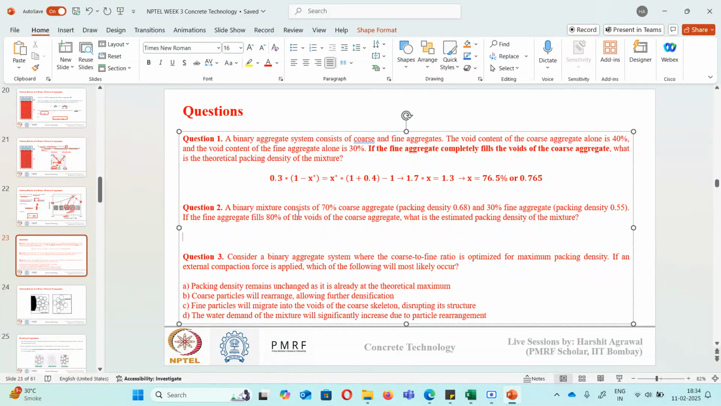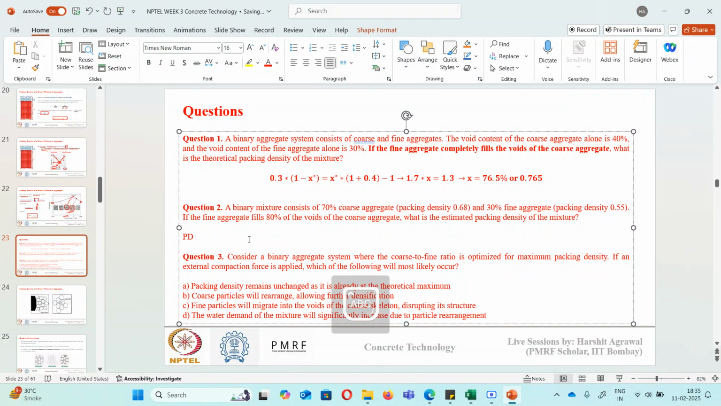Second, a binary mixture consists of 70% coarse aggregate having packing density 0.68 and 30% fine aggregate having packing density of 0.55. If the fine aggregates fill 80% of the voids of the coarse aggregate, what is the estimated packing density of the mixture? Okay, so we are given that the packing density of coarse aggregate is 0.68.